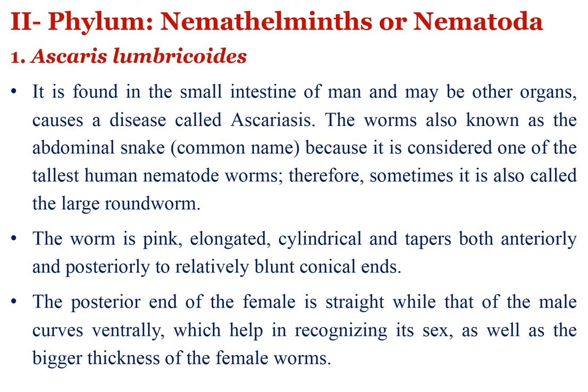The worm, also known as the abdominal snake, this is its common name because it is considered one of the tallest human nematode worms. Therefore, sometimes it's also called the large round worm. The worm is pink, elongated, cylindrical, and tapers both anteriorly and posteriorly to relatively blunt conical ends. The posterior end of the female is straight, while that of the male curves ventrally, which helps in recognizing its sex, as well as the bigger thickness of the female worms.